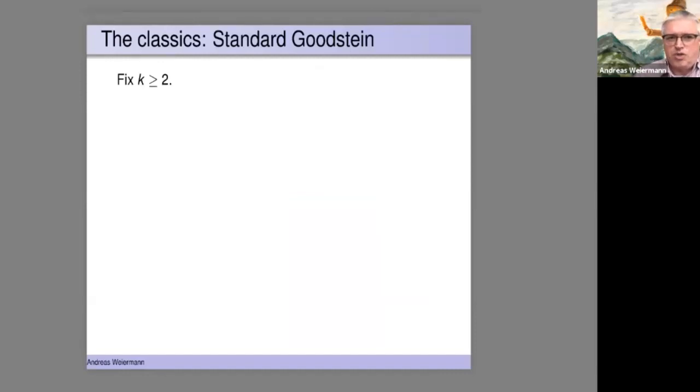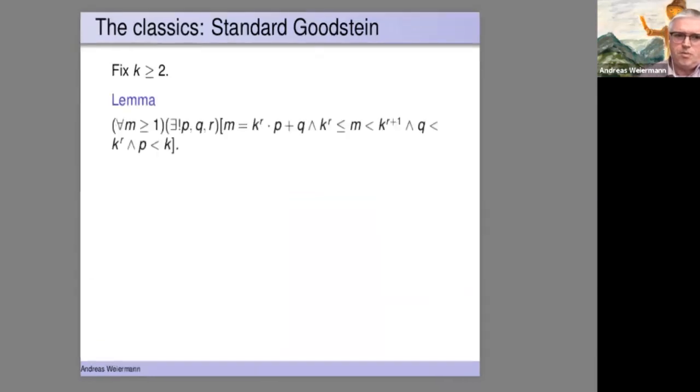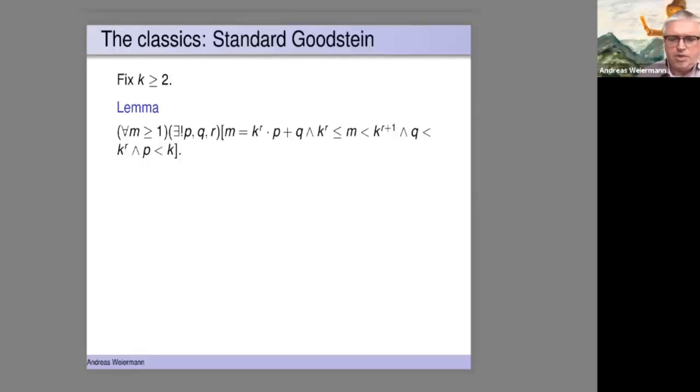Now I come to explaining what Goodstein principles are. I start with the classical example of standard Goodstein sequences. I fix a number k, at least as big as 2, and that's our base. Then I consider arbitrary numbers m with respect to k. I start with the number m here, and I write this with respect to k in this way.